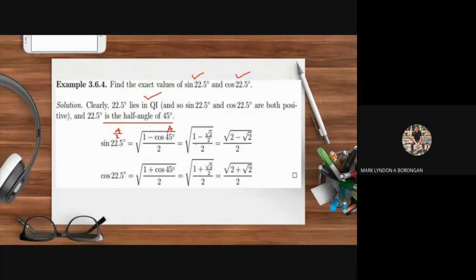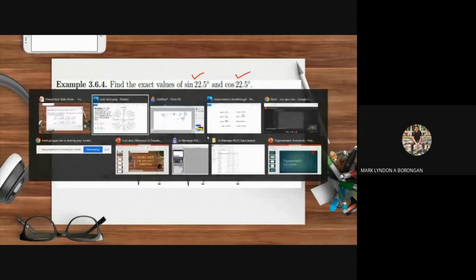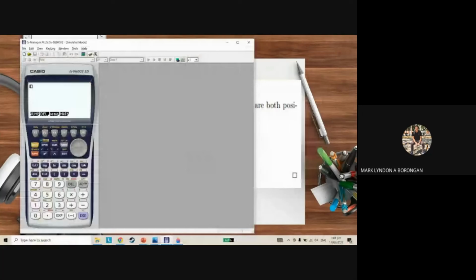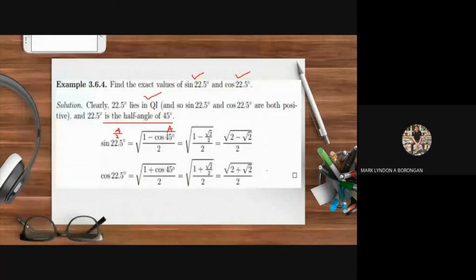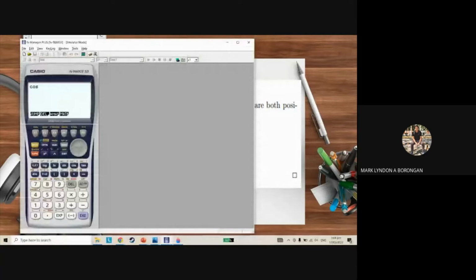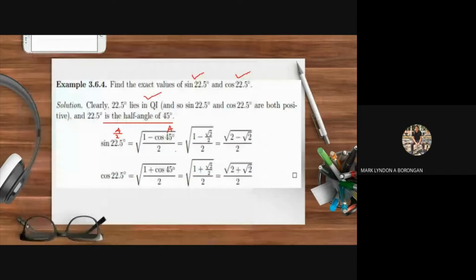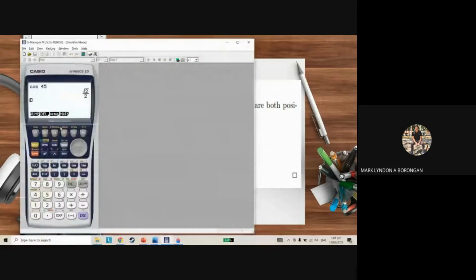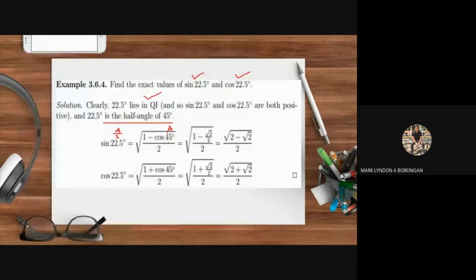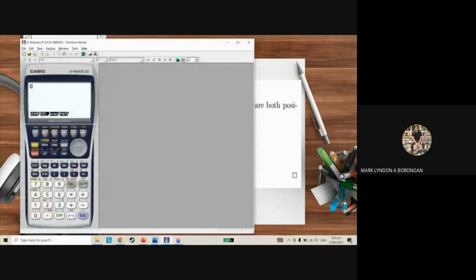For those of you who don't know how to get this, we have our calculator, which we use in finding coordinates. For example, cosine of 45 is equal to the square root of 2 over 2. Then we simplify using our calculator. But in this case, we can solve it directly. So if you have the square root of, wait a moment.